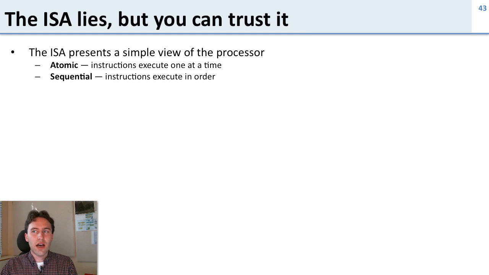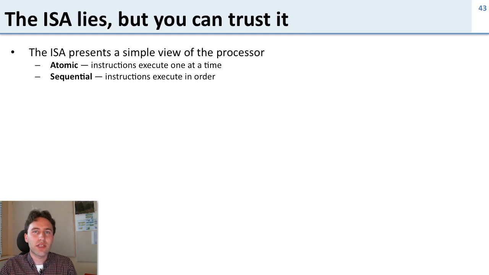And the answer is not really. It's the processors that are tricking you. So here's the title, The ISA Lies, But You Can Trust It. And let's get back to something we talked about in an earlier lecture. We talked about the ISA presenting a simple view of the processor. The ISA tells you the processor is atomic, that is, instructions execute one at a time, and it's sequential, that is, instructions execute in order. And what we're going to see is that this isn't really the case.